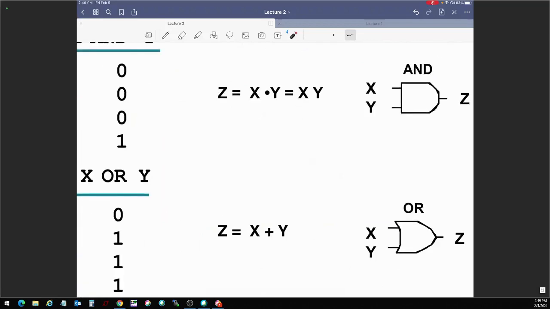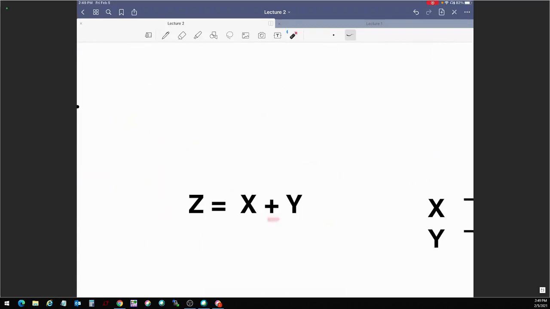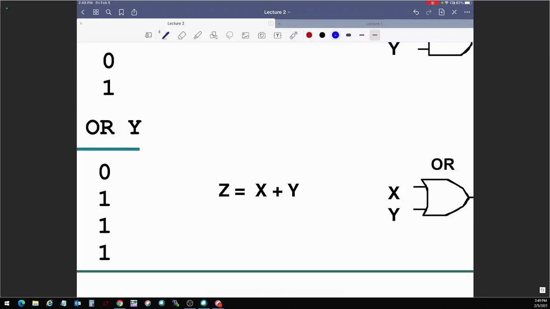And then we talked about the plus sign, right? So this is not an arithmetic addition. This is a logical OR. So for example, let me just write that note down. Not arithmetic sum. This is logical OR.